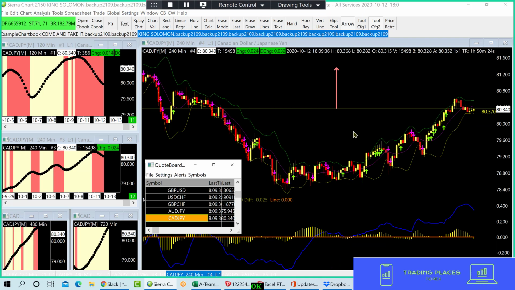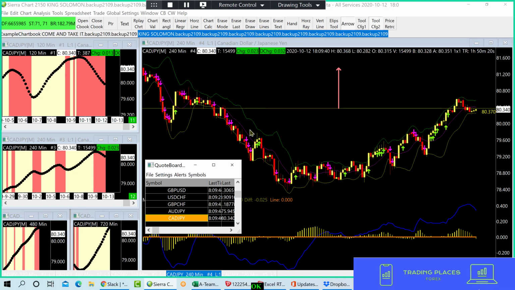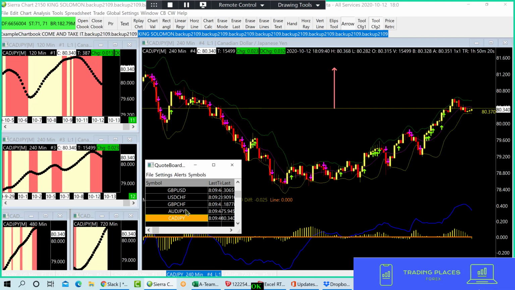CAD yen. I think once it comes up through 80.370, it's going to go north. But outside of that, we've gone over about 10 trades. We're about done for today. I think we're going to have a good day tonight. Just stay alert, and don't get in any trades that are going to make you fall asleep.